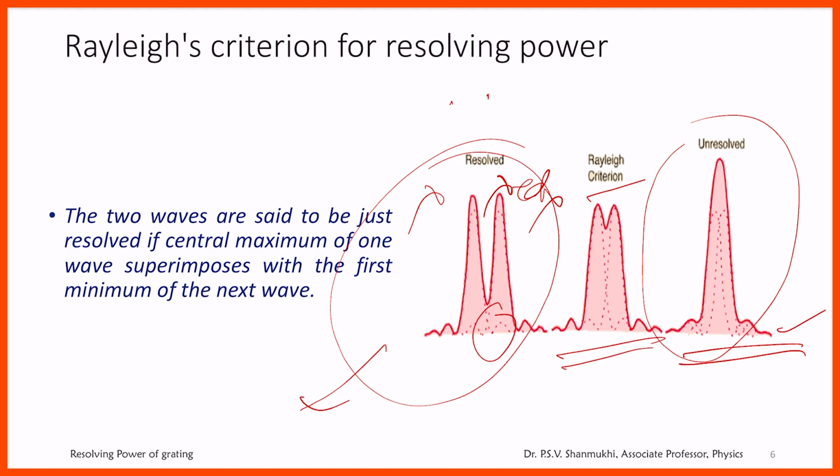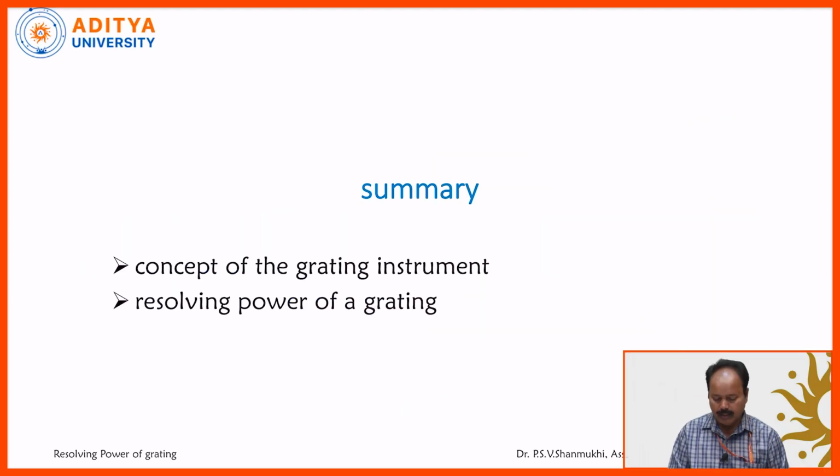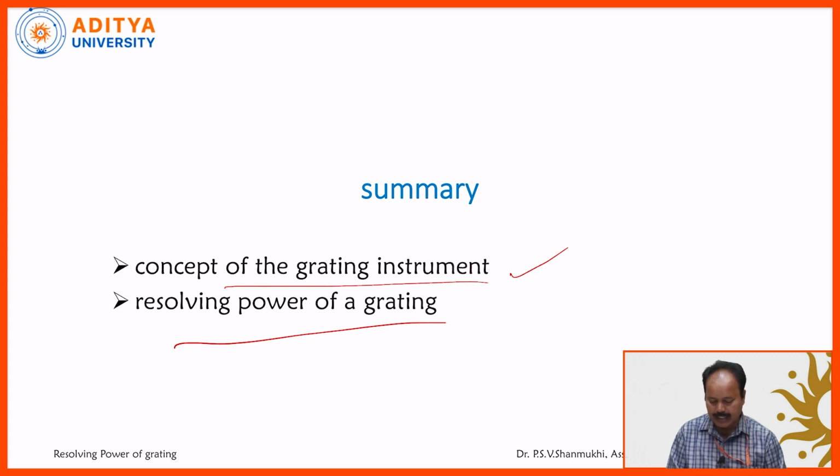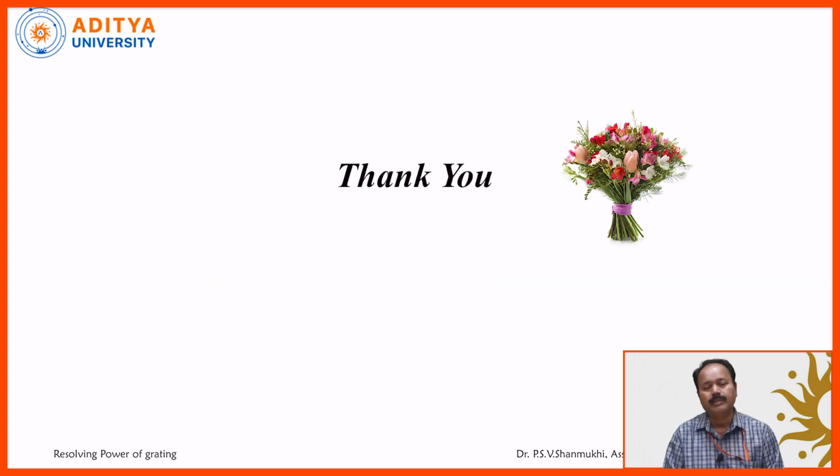So, in this class, we have discussed what the grating instrument is, how the grating is designed, and how many lines may be there in general. And what is the resolving power of a grating? What is the general resolving power? And what is Rayleigh's criterion? All those things we have discussed here.